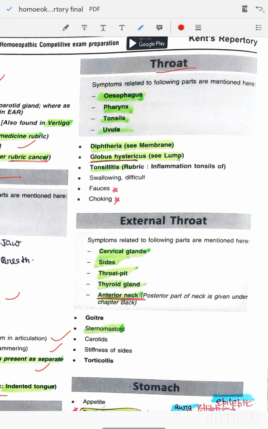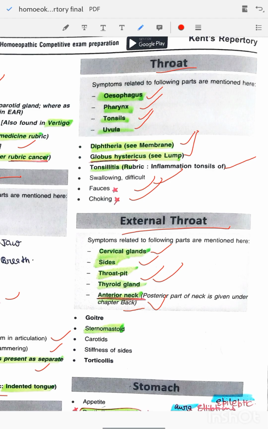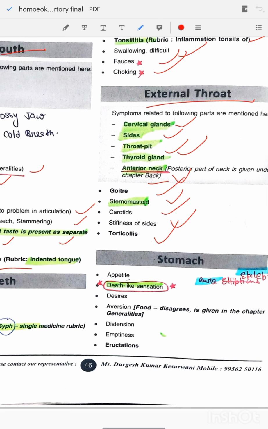In throat, you will find symptoms related to esophagus, pharynx, tonsils and uvula. So diphtheria, globus hystericus, tonsillitis, swallowing difficult, ptosis and choking. External throat, you will have symptoms of cervical gland, side, throat pit, thyroid gland and anterior neck. Posterior part of neck is given under chapter back. Goiter, sternomastoid, carotid, stiffness of side and torticollis. Torticollis is often asked, so it is important.